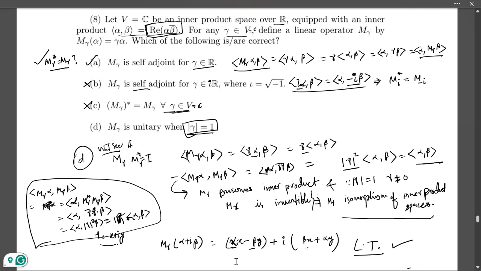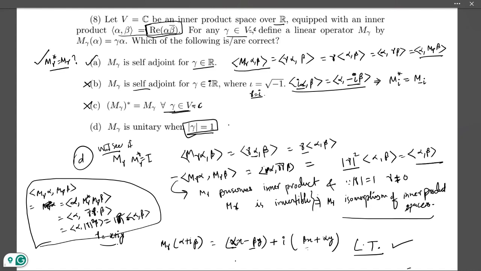D is true, sir. Is D true? No, no, D, the fourth option. Is B true? No, not true. See here, let's take gamma equal to i, what we get: m gamma alpha beta means i alpha beta will be same as... I will go to the fourth option, D. Yes, D is correct. Right.